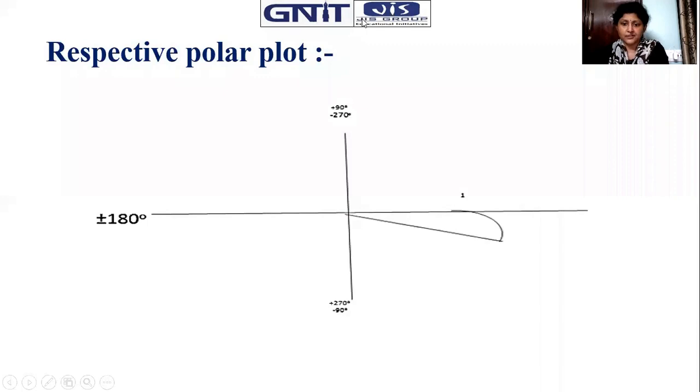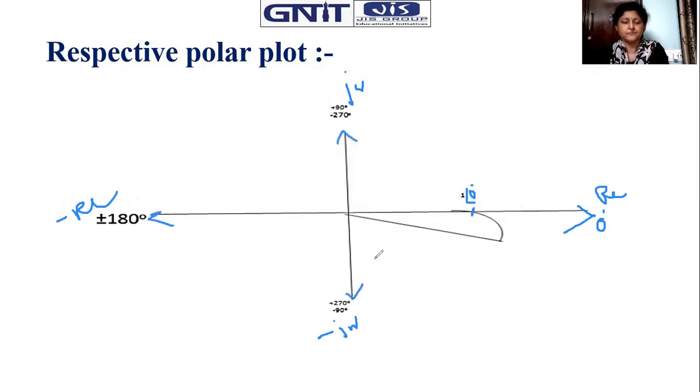How to sketch? The initial value we found is 1 at 0 degrees for the phasor, and you can represent 0 degrees here for better understanding. This is your positive real axis, and this is the negative, following the convention of j omega and minus j omega. Put arrowheads, since they represent the axes. The phasor has magnitude 1 at 0 degrees and ends at 0 with minus 90 degrees, so you are making a freehand sketch.